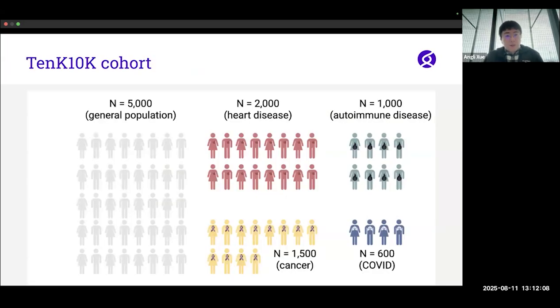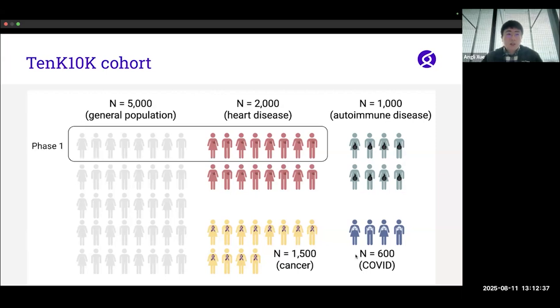Okay, so let's proceed with the TenK10K cohort. This TenK10K cohort aims to map 5 million cells with around 10,000 individuals in Australia. There are 5 main components of this cohort. We have 5,000 individuals from the general population, 2,000 from heart disease, which is from the Bioheart cohort, 500 for cancer, 1,000 with autoimmune disease, and another 600 with COVID.